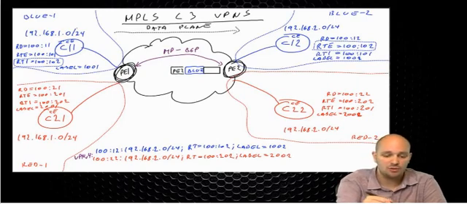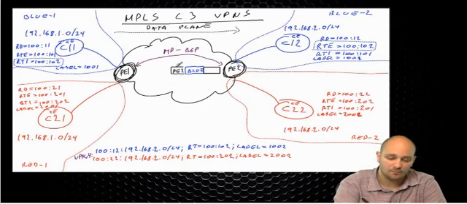Now, these two labels actually have their names. This label here, PE2, is something that we call transport label. This label here is something that we call VPN label.